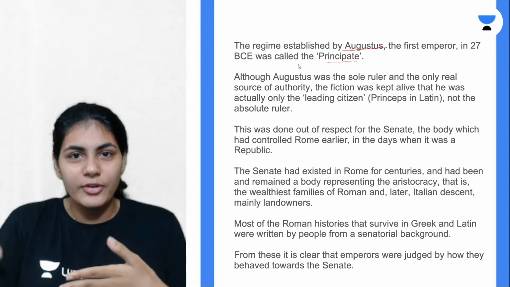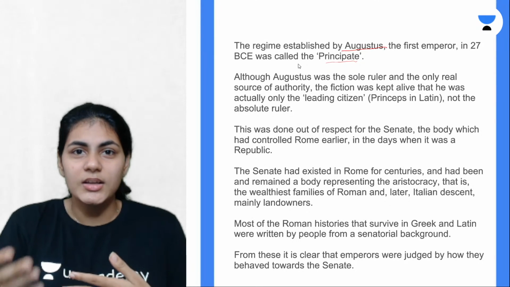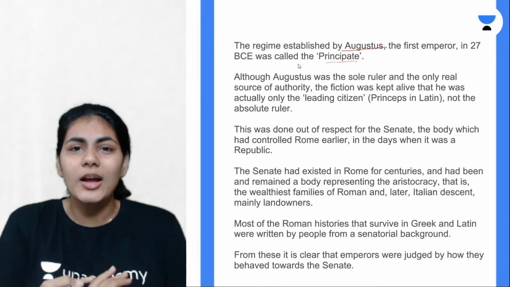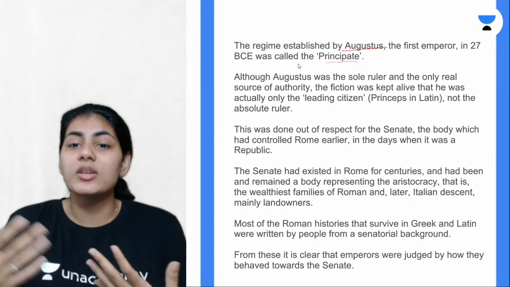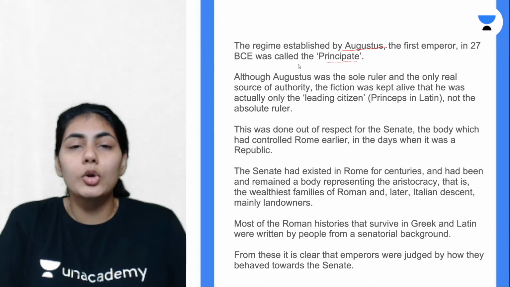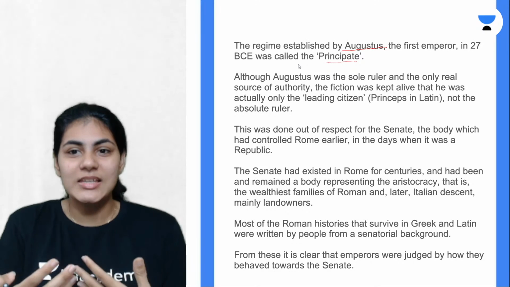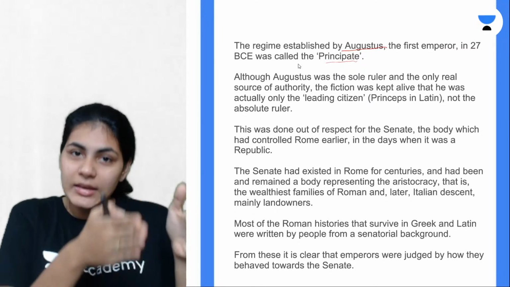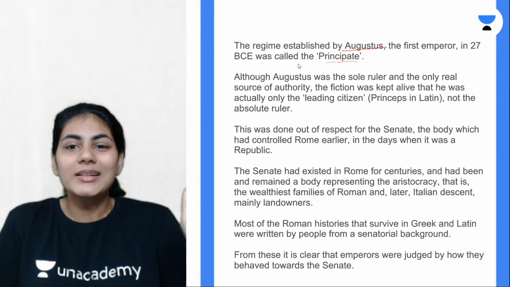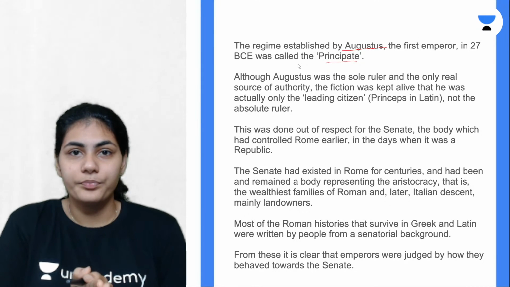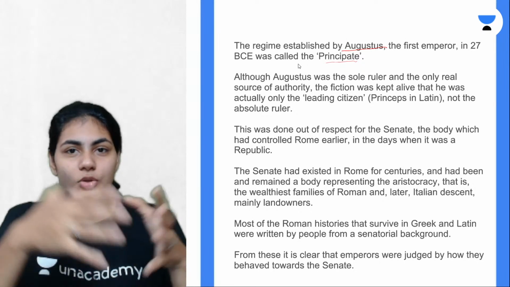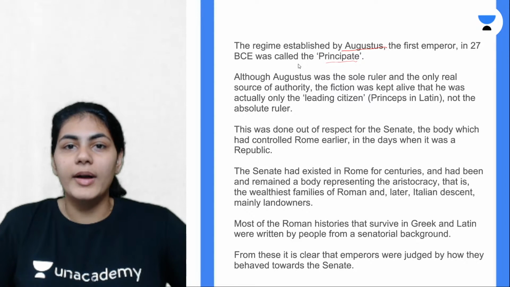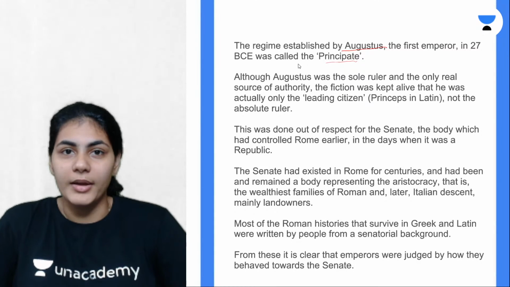Just compare it to the 21st century. In certain countries, like Britain, we have houses of commons and houses of lords, just like how we have Rajya Sabha and Lok Sabha in India, where ministers or a group of people gather together to make policies and laws. Just like that, in these regions, before the Roman Empire, there was something called the Senate. A group of people used to gather and make all these policies. So that was a republican form of government before the establishment of the Roman Empire.